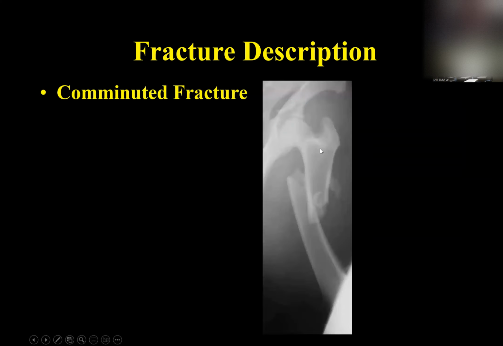Here's a comminuted fracture. Here's the proximal end of the femur. Here's the distal end of the femur, but now I've got little fragments of bone here, one here, and little bitty ones here. So that is a moderately comminuted fracture.